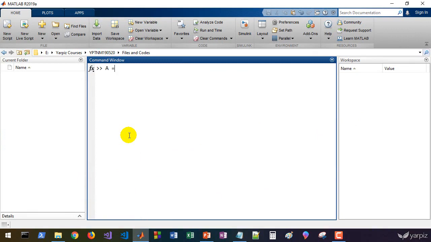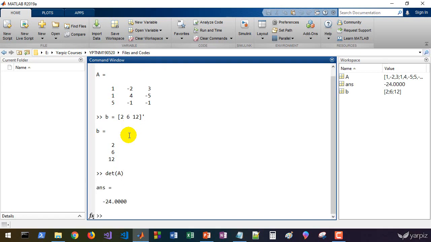Let's define A as 1, minus 2, 3, and in next row 1, 4, and minus 5, and 5, minus 1, and minus 1. And let's define b as 2, 6, and 12, and let's transpose it to have it as a column vector. And let's check whether A is singular or not.